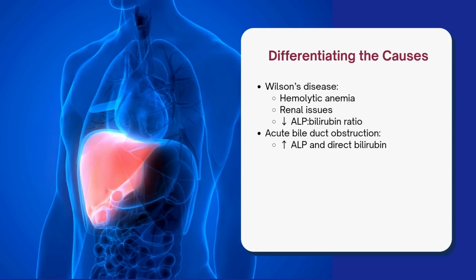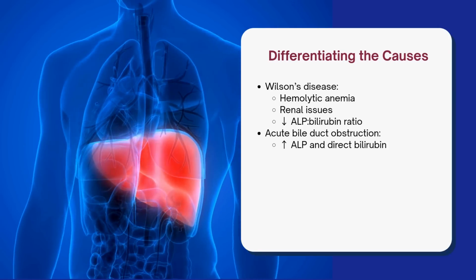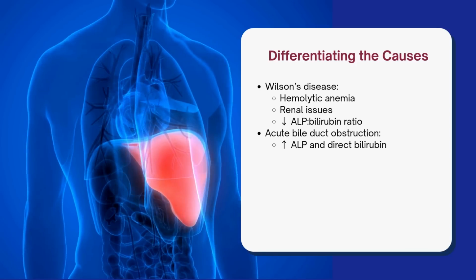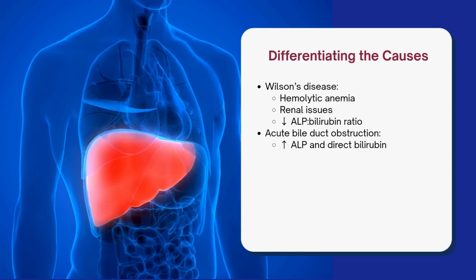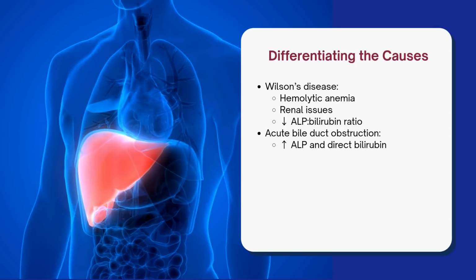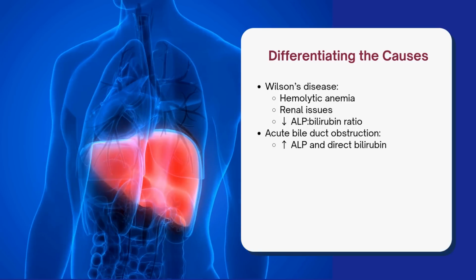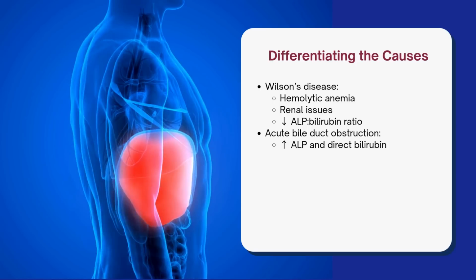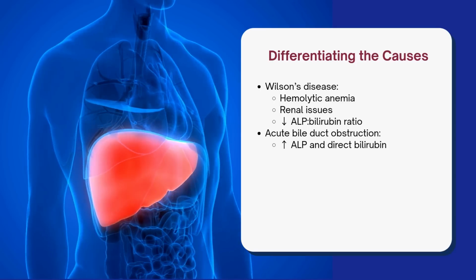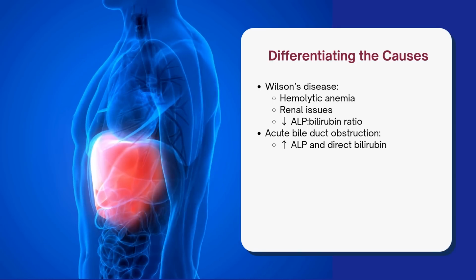Wilson's disease in the acute phase: clues might include hemolytic anemia, kidney issues, and a low ALP to bilirubin ratio. Acute bile duct obstruction from gallstones might mimic hepatitis at first, but ALP rises more slowly and bilirubin is mainly direct. See what I mean? It's the whole picture, lab values, symptoms, and patient history, that tells the real story.